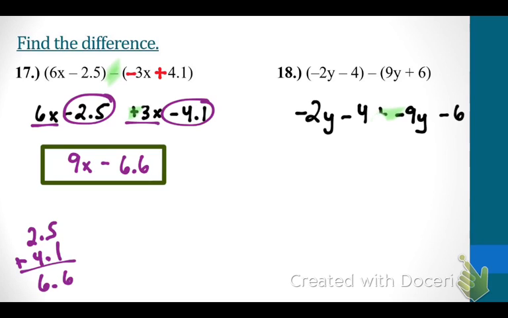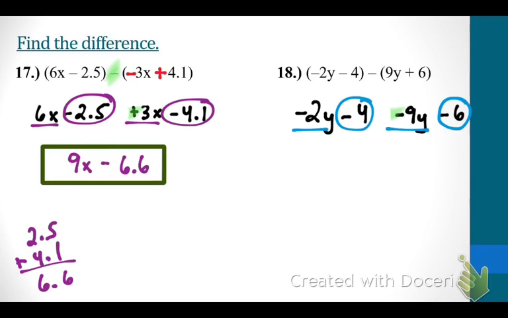You should keep the negative. Keep the negative, okay? Because when you're adding a negative, that simply means to subtract. What should I underline and circle? Negative 2y, circle negative 4, underline negative 9y, and circle negative 6.